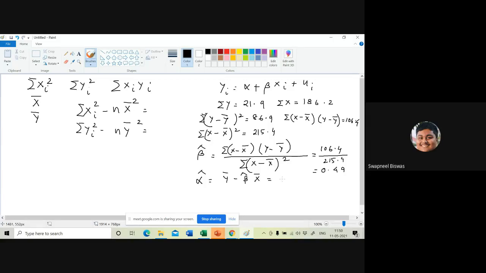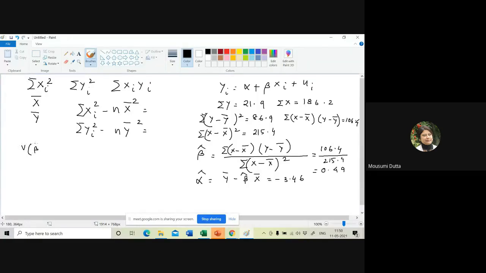Minus 3.46. Minus 0.46. So the first part is done: derive alpha hat, beta hat. Next, you have to find out the variance of beta hat and the variance of alpha hat, and if possible, the covariance of alpha hat and beta hat.